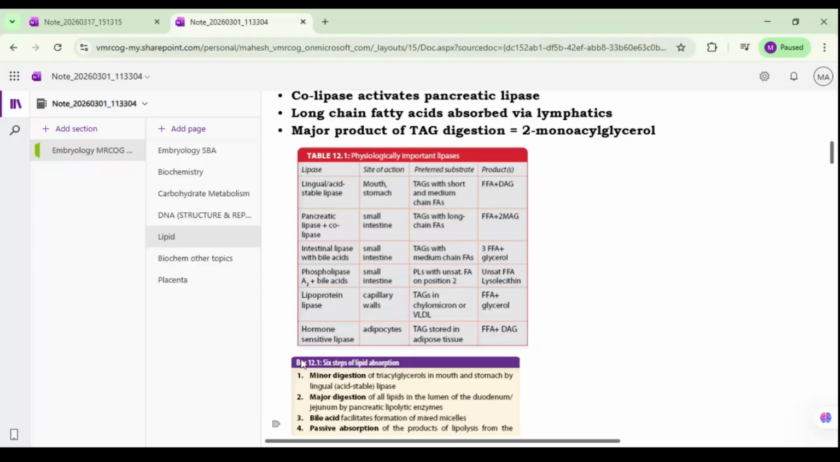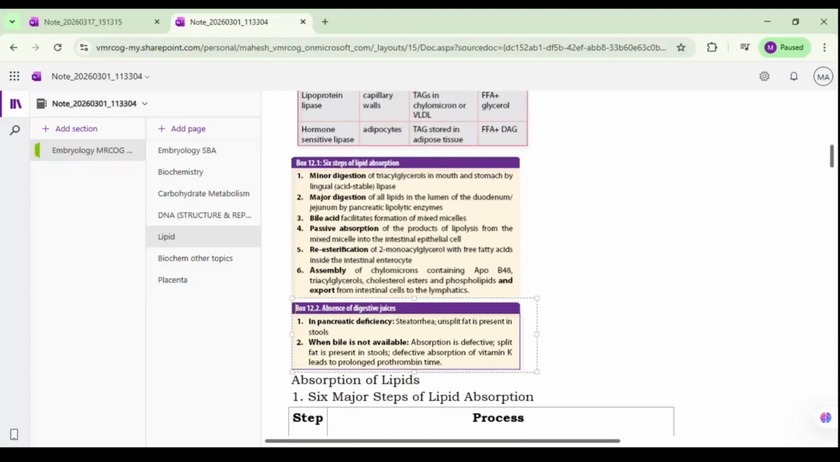Okay, so in short, there is a major digestion and there is a minor digestion. Minor digestion takes place in the mouth as well as stomach. So minor digestion of triacylglycerol in the mouth and stomach is by lingual and acid stable lipases. Major digestion of lipids is in the lumen of the duodenum and jejunum by pancreatic lipolytic enzymes. Bile acid facilitates formation of mixed micelle. There is a passive absorption of the products of lipolysis from the mixed micelle into the intestinal epithelial cells.